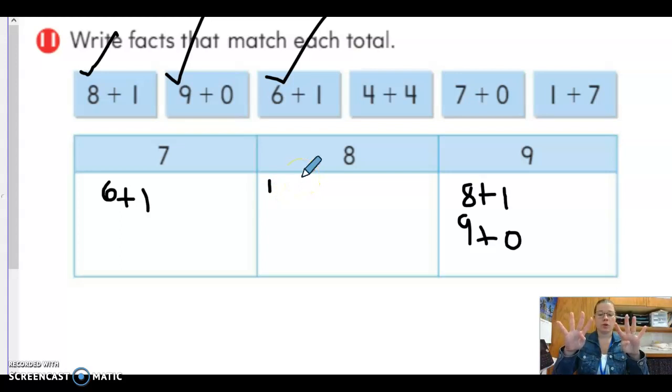1, 2, 3, 4, 5, 6, 7, 8 gives us 8. So that's our total. We're going to write it under the column that says 8. 4 plus 4 gives us 8.